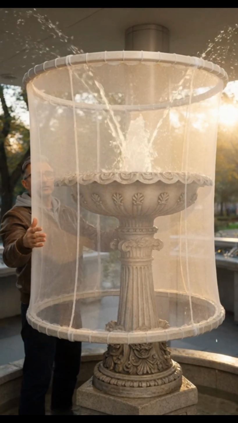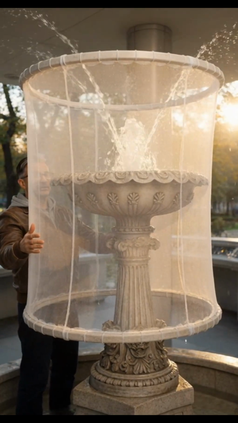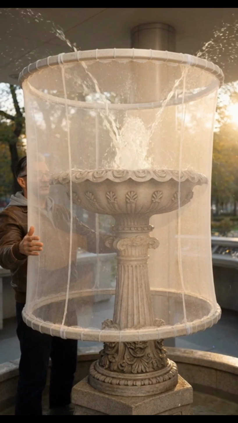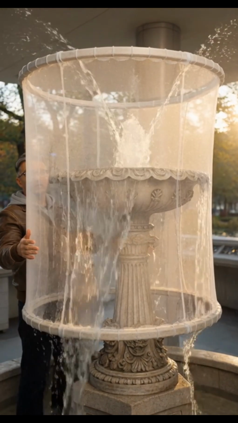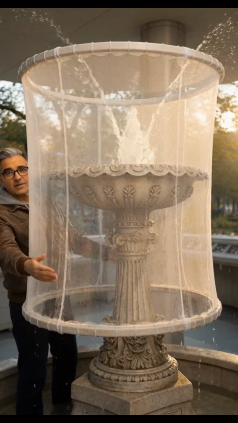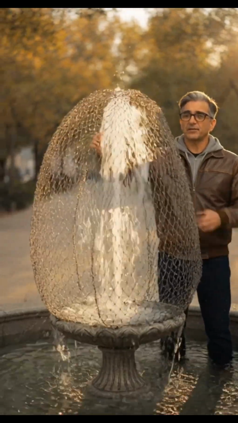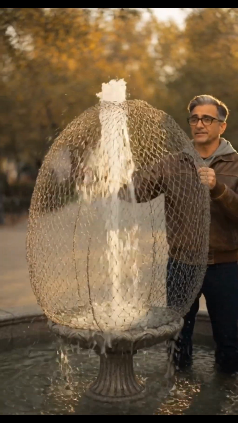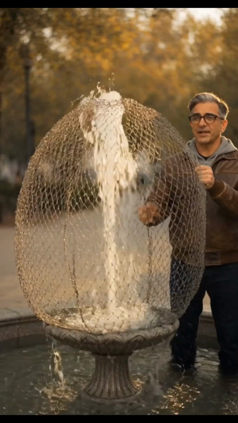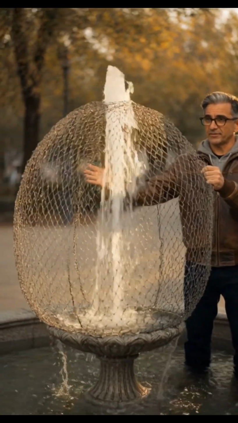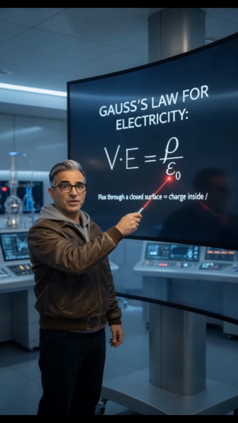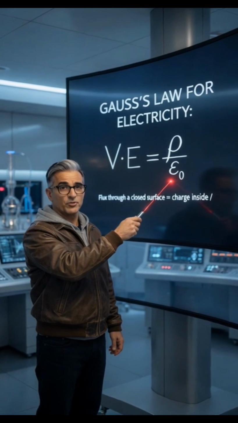I place this closed surface, the net, around the fountain. Water sprays outward. The net catches the water flowing out. That outward flow is flux. The closed surface does not have to be a sphere. I can use any shape, lumpy, uneven, any size. The total water flowing out is the same. Only the source inside matters. That is Gauss's law for electricity, the first of Maxwell's four equations.